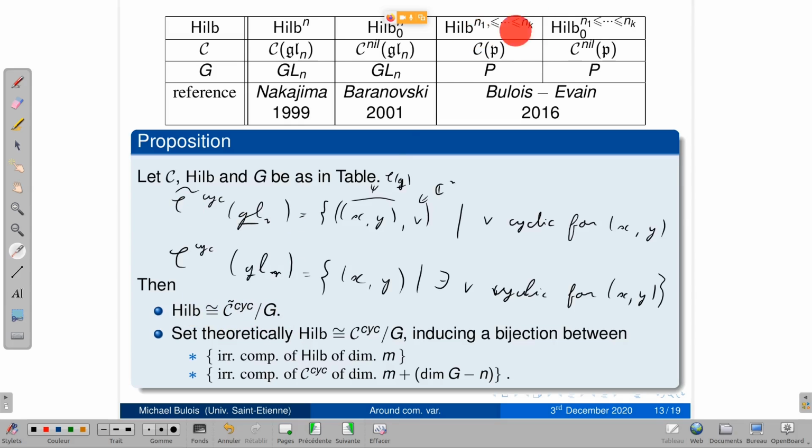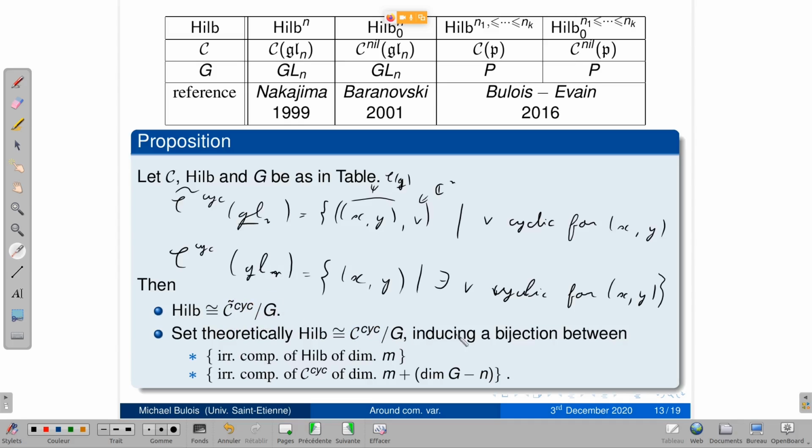And you have an analog for any of the Hilbert scheme mentioned here. Theoretically, we can write things in terms of the commuting variety itself. What is nice in this setting is that the G action is free, so the quotient is very nice.